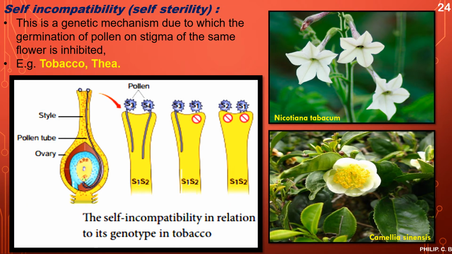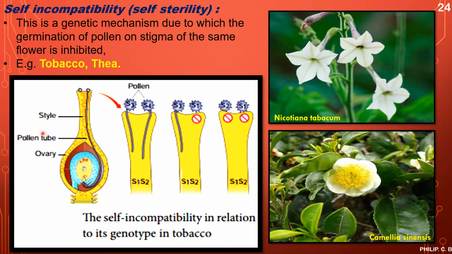Then self-incompatibility, that is self-sterility, becoming self-sterile. This is a genetic mechanism due to which germination of pollen on the stigma of the same flower is inhibited. So again, this similar image was shown earlier. Example, tobacco and tea. Now first the image: self-incompatibility in relation to genotype in tobacco.